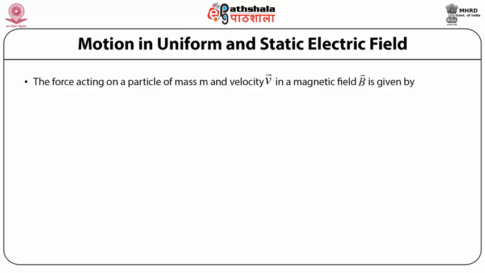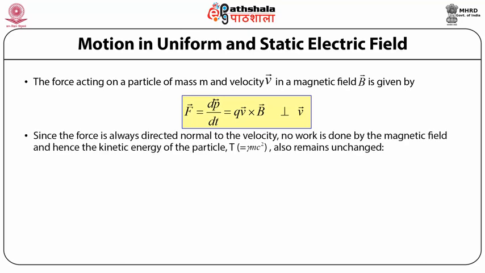The force acting on a particle of mass m and velocity v in a magnetic field B is given by F equals dp by dt equals q v cross B. Since the force is always directed normal to velocity, no work is done by the magnetic field, and hence the kinetic energy of the particle, T equals gamma mc square, also remains unchanged. So therefore dT by dt is equal to 0.